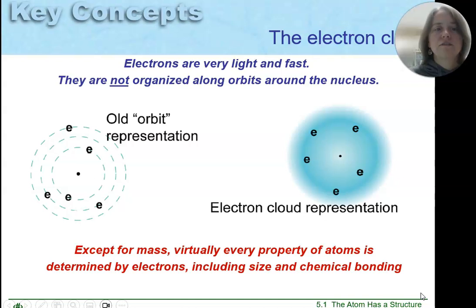All right, electrons are very light and fast, and they are not organized along orbits around the nucleus. This is the Bohr model, kind of like what we thought it was, but we know that they are just zipping around in areas of probability of where they are, the electron cloud. Except for mass, virtually every property of the atom is determined by electrons, including how big they are and how they chemically bond. The mass is determined by the protons and neutrons.